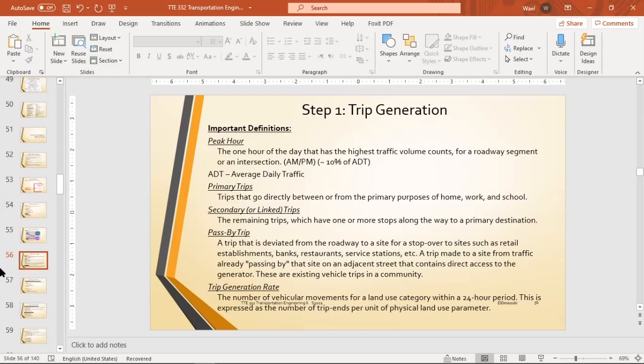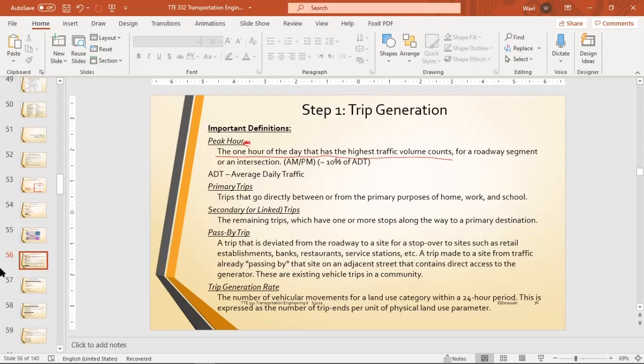That's a method. The other method is based on the land use characteristic. But before we go to that, we need to have some important definitions. The peak hour, what do we mean by the peak hour? The definition of the peak hour is the one hour of the day that has the highest traffic volume counts for a roadway segment or an intersection. So that's the peak hour definition.